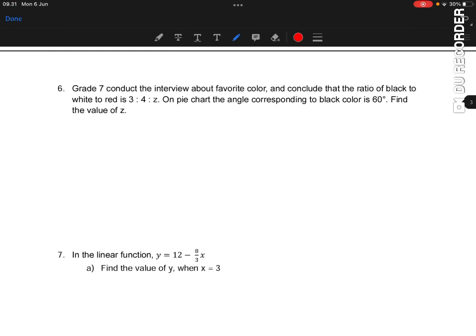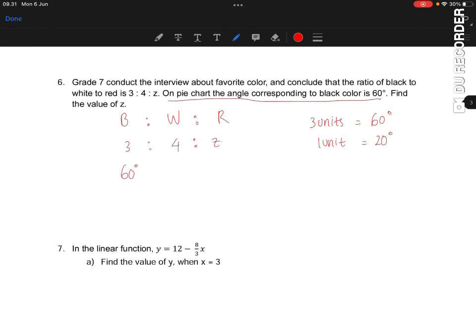So at first you have black, white to red. And the ratio is 3 to 4 to Z. And then look, the information given by the question, the black color is 60. So you just need to put it here. 60 is under black. Look, we have 3 in the ratio is 60 degrees. So 3 units is 60 degrees. So 1 unit, you only need to divide by 3. It means you will have 20 degrees.